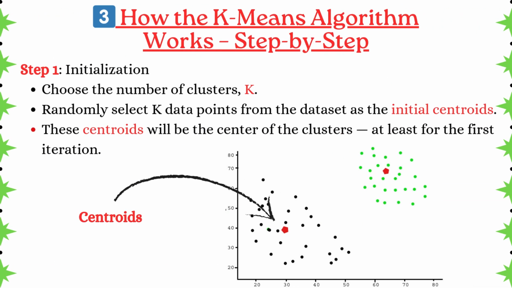3. How the k-means algorithm works, step by step. K-means follows a simple and repeatable process to form clusters. Here's how it works, step by step. Step 1. Initialization. Choose the number of clusters, k. Randomly select k data points from the dataset as the initial centroids. These centroids will be the center of the clusters, at least for the first iteration.